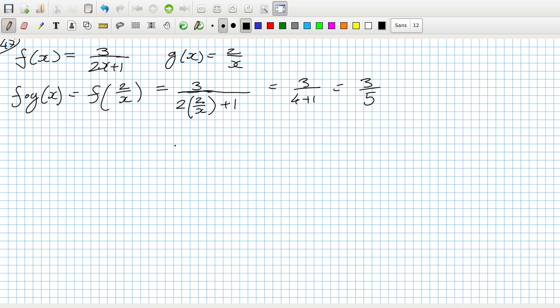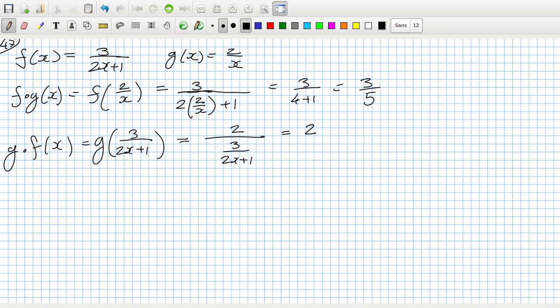Now we'll have to think about the domain in a moment. g of f of x is g of f of x, which is 2 over 3 over 2x plus 1, which is 2 times 2x plus 1 over 3, which is 4 over 3 x plus 2 over 3. Now, to the main part.